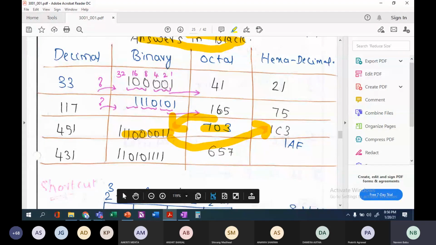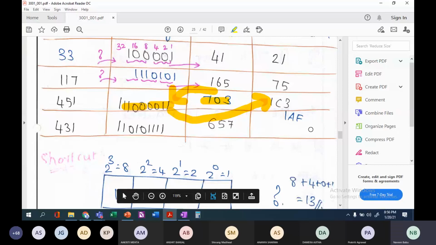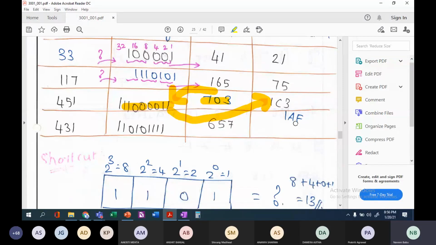Similarly, for the last example here, if I have 1AF, the case is the same. If you want to convert to octal, first convert to binary. From the back you can write: F is 1111, A is 1010, and 1 can be written as 0001. After you convert to binary, create groups of 3 and then convert to octal.